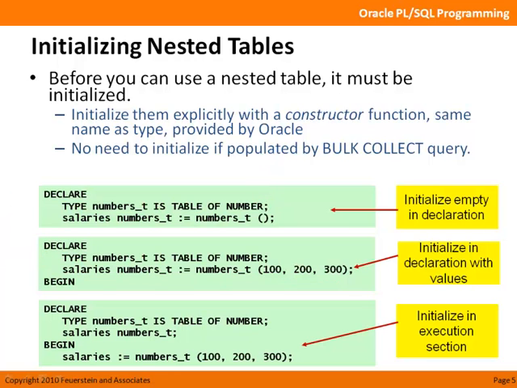Finally, if I want to, I can put off the initialization into the execution section. So I declare the type, I declare the variable based on the type, but not until the executable section begins, do I actually call the constructor function and assign the values. That's fine, as long as you don't try to use that collection before it's initialized. If you do, you'll get an uninitialized collection error, which I'll show you in just a moment when we look at an example. So initialize first, call the built-in constructor function.